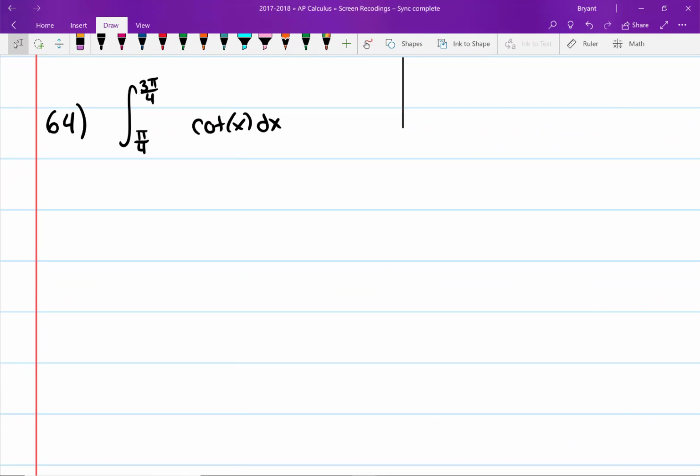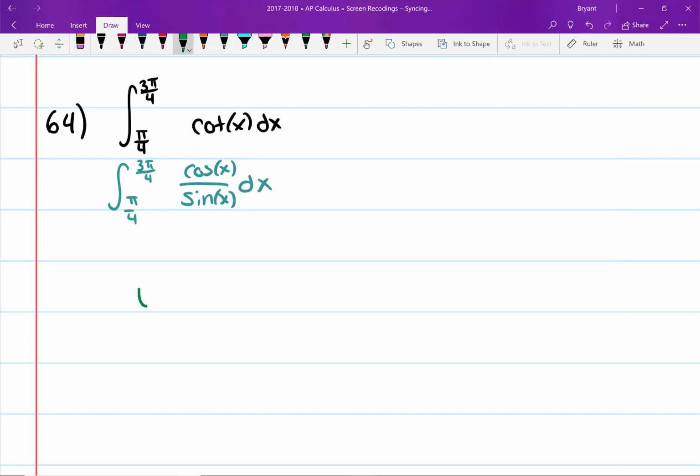We're going to get the integral from pi over 4 to 3 pi over 4 of cotangent of x dx. So before I even start this, I don't know the integral of cotangent off the top of my head. I think it's ln, the absolute value of sine. But there's an easy way to figure it out. I'm going to rewrite this using sine and cosine. So cotangent is cosine of x over sine of x.